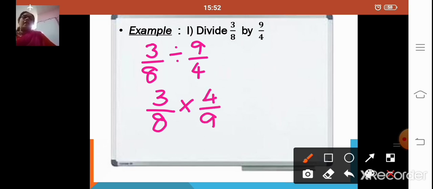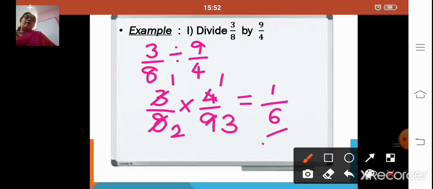that is 4 upon 9. Okay. Now 8 is divisible by 4. So 4 ones are 4, 4 twos are 8. 9 is divisible by 3. 3 ones are 3, 3 threes are 9. So my final answer is 1 into 1, that is 1 upon 2 into 3, that is 6. So my answer is 1 upon 6.